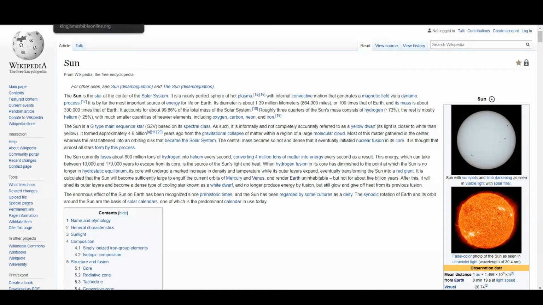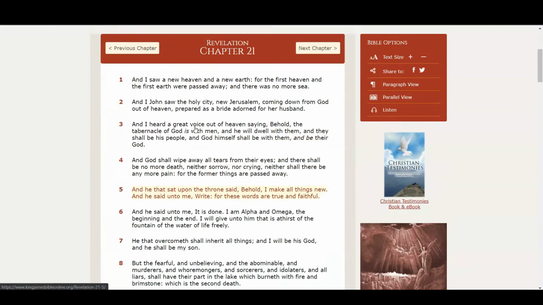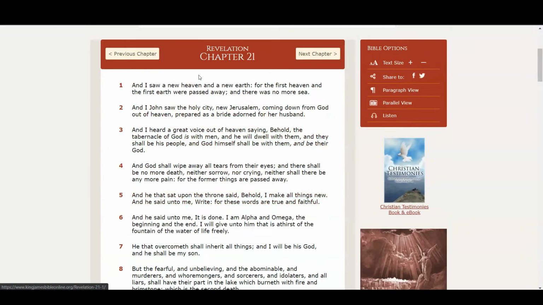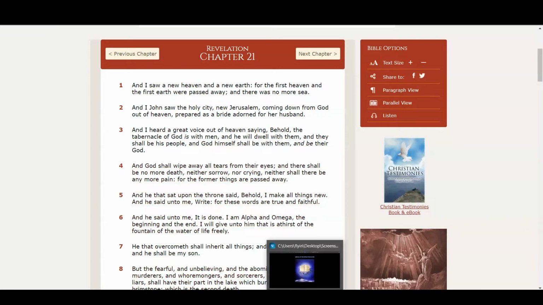If we take a look at the first couple of verses of Revelation 21: "And I saw a new heaven and a new earth, for the first heaven and first earth were passed away, and there was no more sea. And I, John, saw the holy city, New Jerusalem, coming down from God out of heaven, prepared as a bride adorned for her husband." We'll take a further look at the dimensions of that cube that's going to descend from heaven in just a bit.